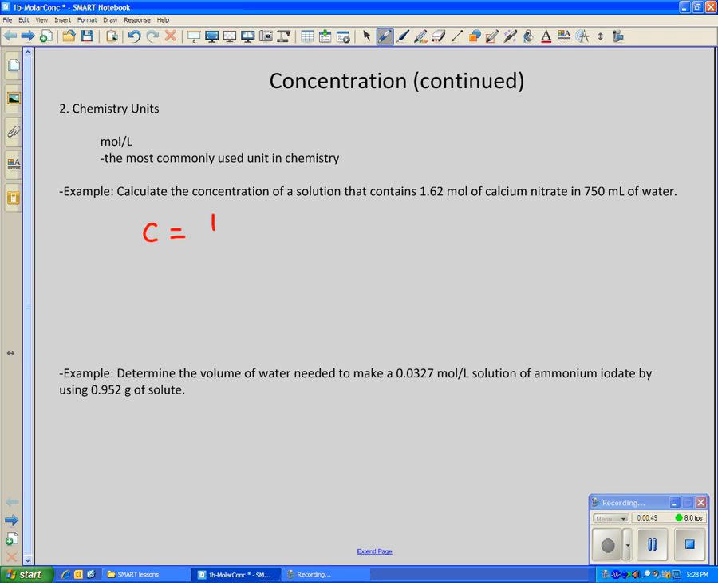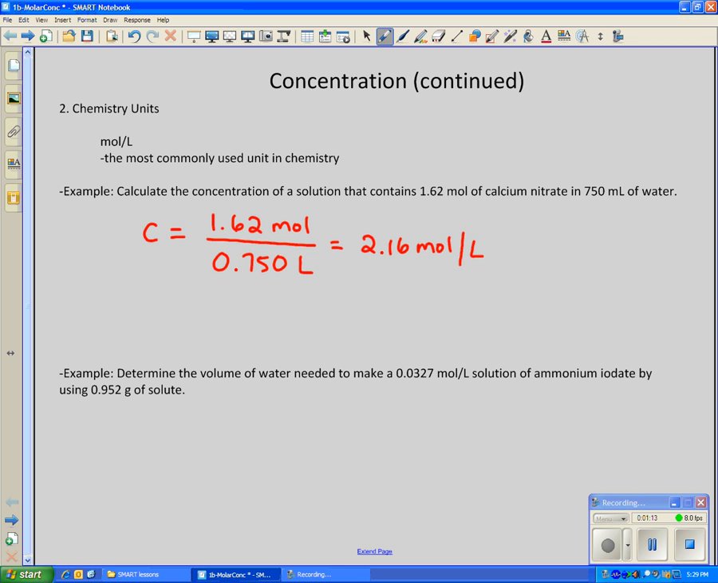Solute always goes on top, so 1.62 moles is on the top of our ratio, and on the bottom we want liters. So if we convert the milliliters into liters, we would have 0.75. Now just dividing those two numbers, you should come out to 2.16 moles per liter.